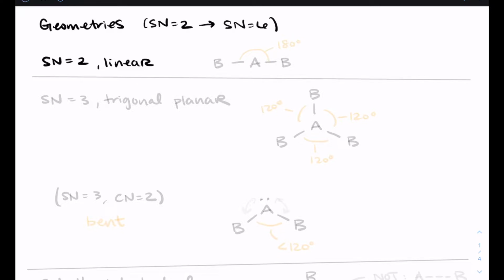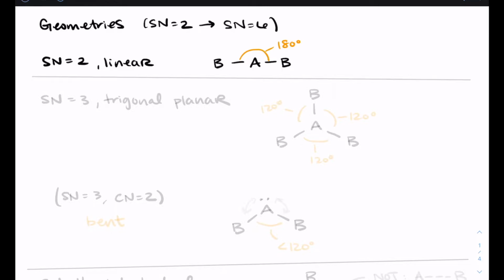Then the farthest apart the B's can get in 3D space is 180 degrees apart. So what I have labeled here in orange, my bond angle is 180 degrees, and the B atoms are as far apart as they can get in 3D space. And that's it for steric number 2. When you look at this, where this actually represents the shape, they're in a straight line, you would call this linear.